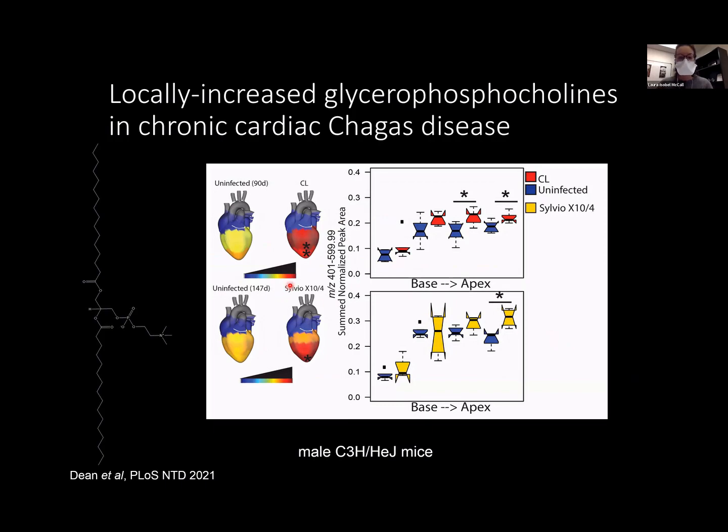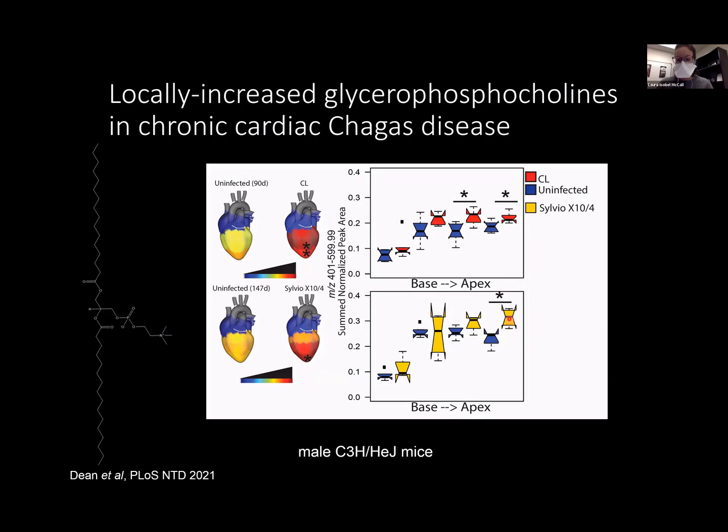And what we find with both strain CL as well as strain Silvix-10-4 is that we have an increase in glycerophosphocholines in the lower half of the heart, or specifically significantly at the heart apex with strain Silvix-10-4. And you can see it also here on the box plots. Red and gold are infected and blue is our uninfected control.